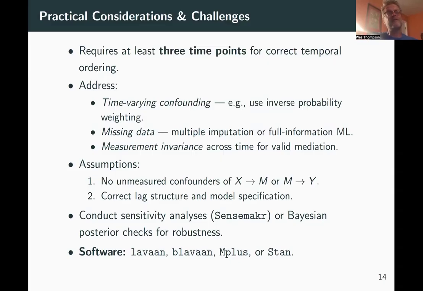And Tyler VanderWeele is the key person to reference for mediation models and longitudinal mediation models. He has many papers on this topic that cover the different modeling approaches and the assumptions necessary for these to be causal.